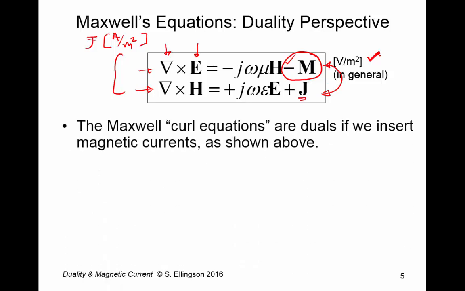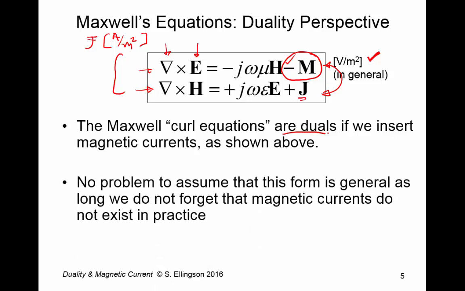So, summarizing, the Maxwell curl equations are duals if we insert magnetic currents as shown above, and there's no problem with doing that. No problem to assume this form is general as long as we do not forget that magnetic currents do not exist in practice. It's fine to use them, but we have to remember that when the smoke clears, if we go back to the physical problem, we better not require that the magnetic currents actually be there. We can use magnetic currents to represent other things, and that's where their utility lies.